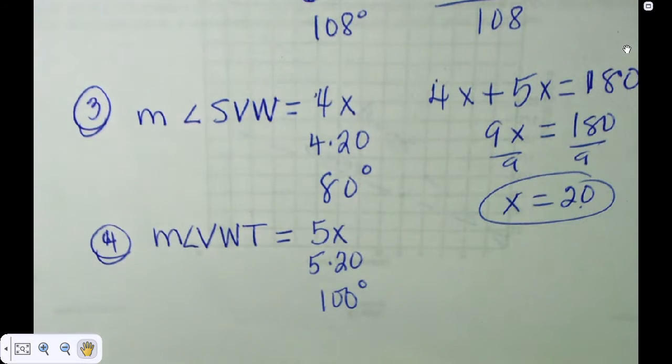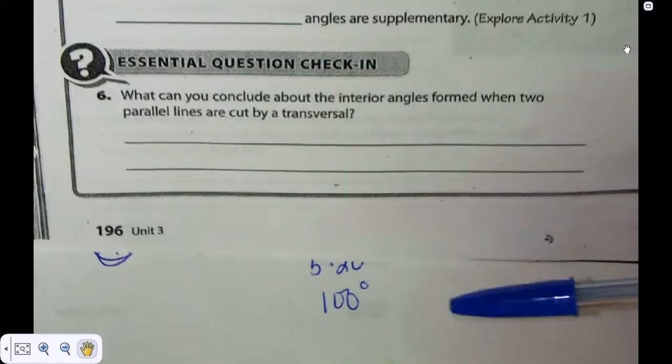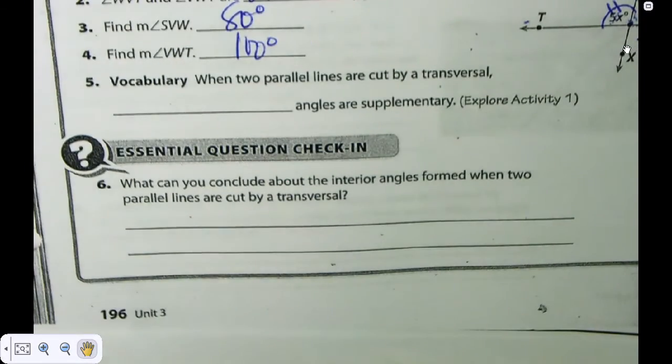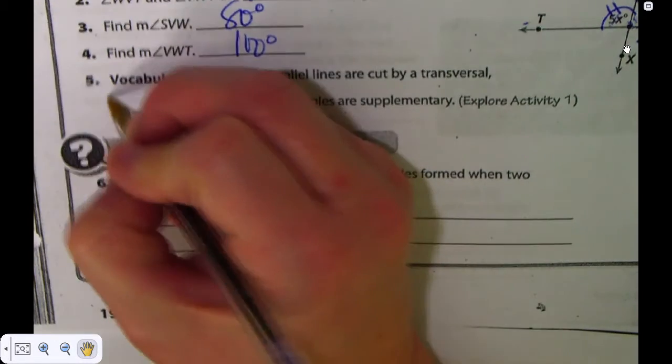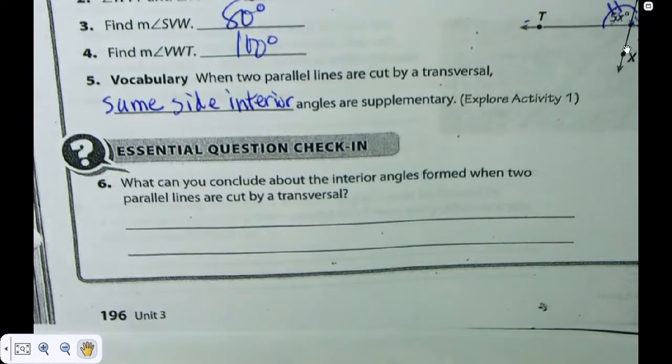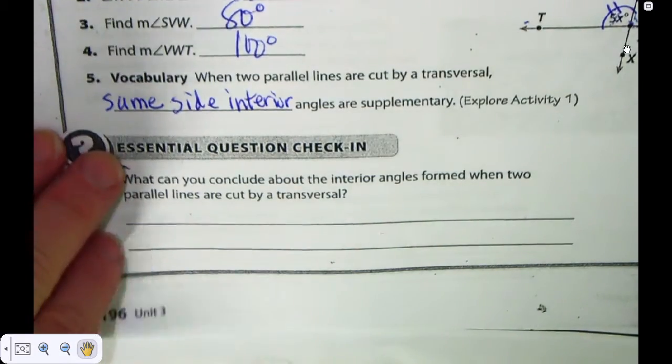Now, surely we're going to know what this next blank is because I've said this phrase 15 times maybe this period, and you have. When two parallel lines are cut by a transversal, blank angles are supplementary. Same side interior. Good job. Guys, alternate interior angles are congruent. Yeah, the opposite. These are same side. The same side interior angles are supplementary.